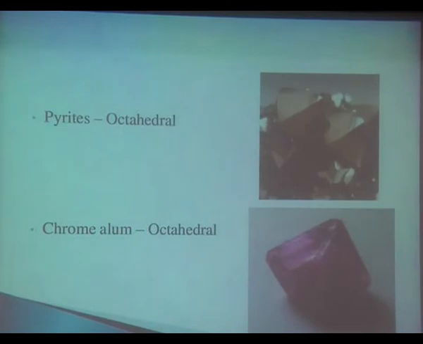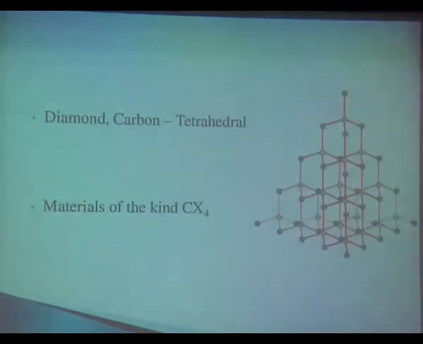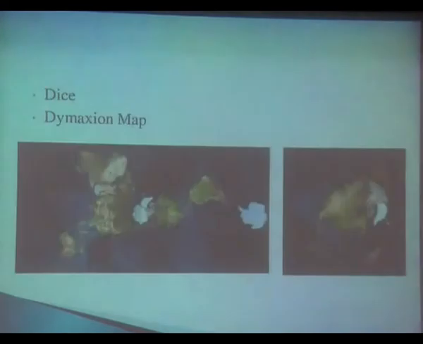Similarly, you have chrome alum, that's found naturally in octahedral crystals. Diamond and carbon have tetrahedral symmetry, and all materials of the kind CX4 also have tetrahedral symmetry. Yeah, and because they are all symmetric solids, they could all be used as dice. So instead of using 2 cubes, use 1 dodecahedron, and you can easily play your game of snakes and ladders.